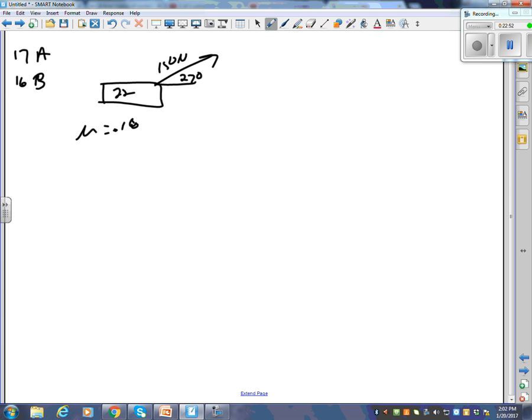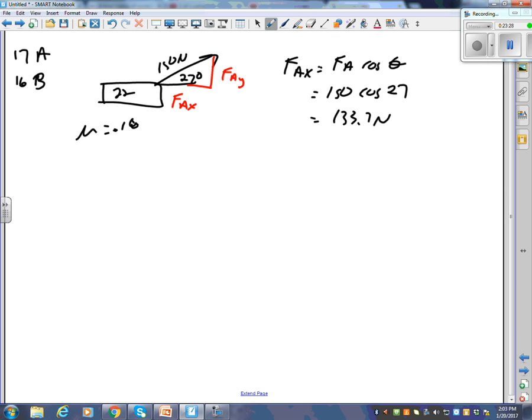Okay? The force is applied at some angle, and it's broken into components. FAX and FAY. X and Y components. X meaning left and right, Y meaning up and down. Okay? Many of you did this. FAX is equal to FA cos theta. 150 times the cosine of 27, and you get 133.7. Lots of you did that right. 133.7. The angle is 27. That's how much of the force actually goes sideways.